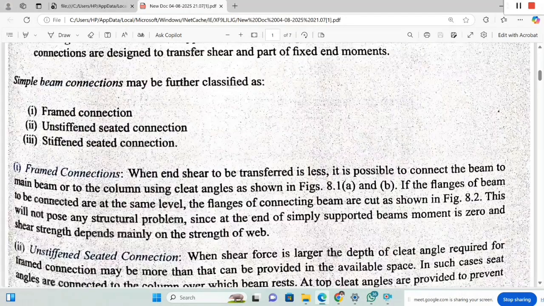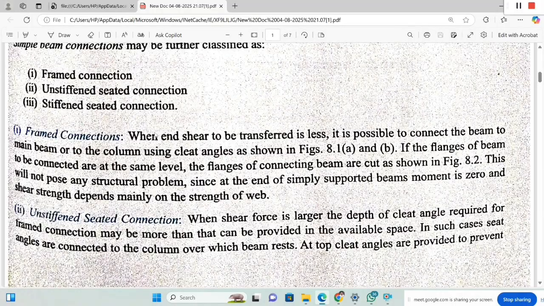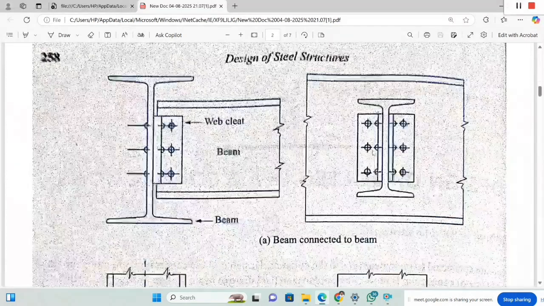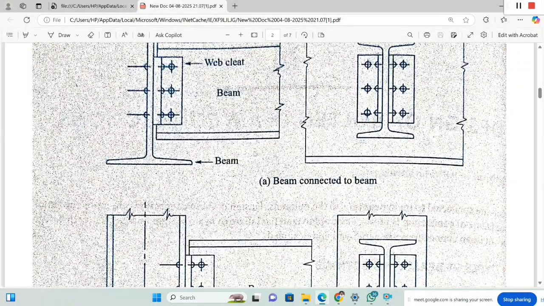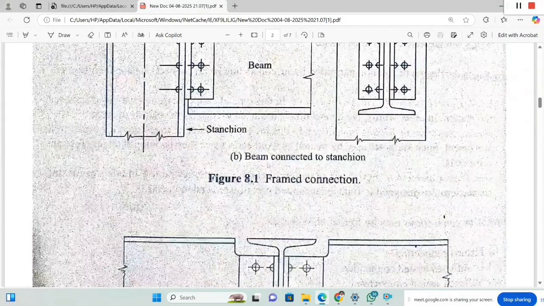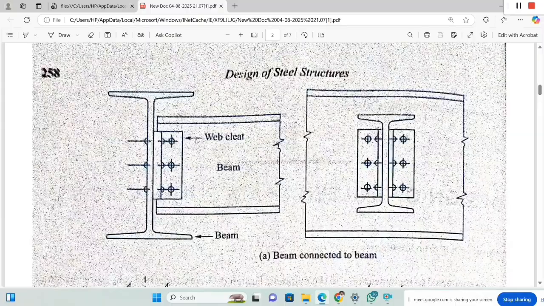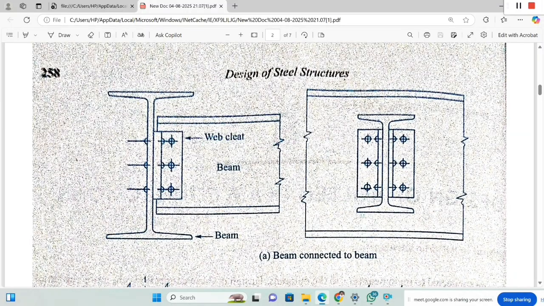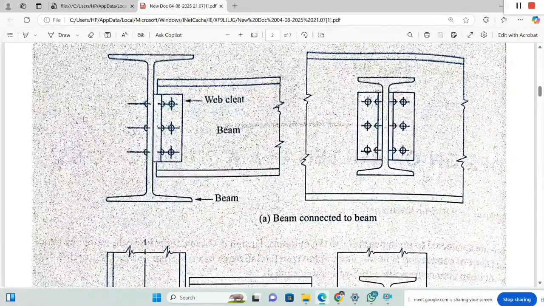So here we will consider framed connections. When the end shear to be transferred is less, it is possible to connect the secondary beam to the main beam, or to the column, using a cleat angle shown in figure 81A and B. So this is one type, this is the other type, 81A and B. The shear force in the connection is less. This is the side elevation of the secondary beam, and this is the cross section of the secondary beam.